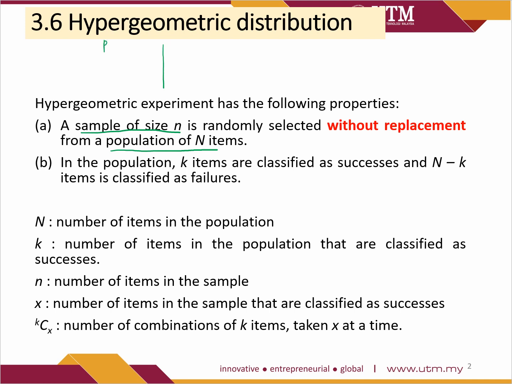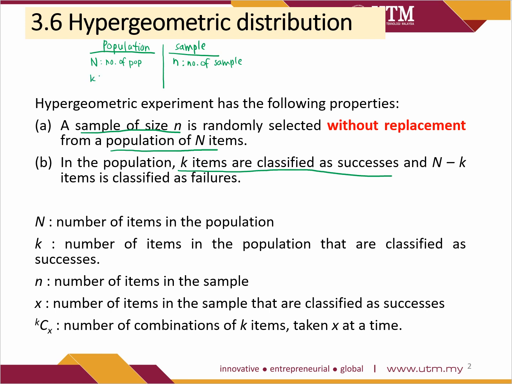Okay, the first one we have population, and then we have the value for the sample. So in the population, we have to know the number of population, given it is a big N. Meanwhile, for sample, it will be small n, given this is the sample size, the number of sample. And then the second one, in the population, K items are classified as success.